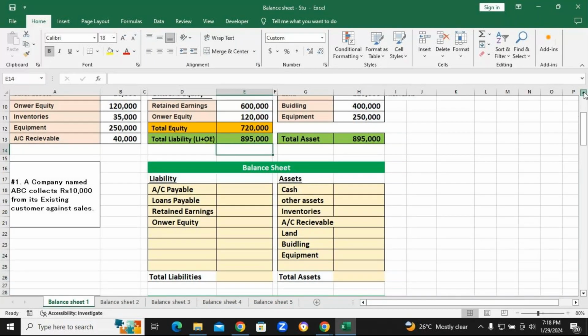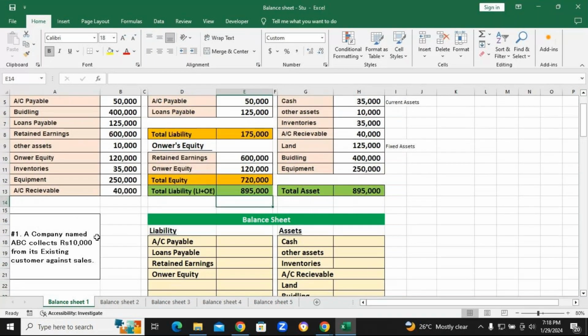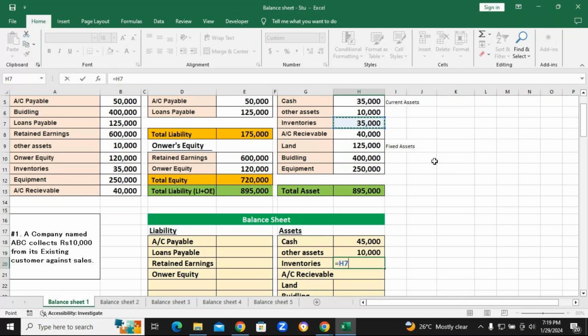Okay. So here they are telling a company named ABC collects rupees 10,000 from its existing customer against sales. So here they are telling that we are collecting the cash amount of 10,000 rupees from the customer. So here I'll put equals 35,000 plus 10,000 rupees that I am receiving. Other assets are going to remain the same, inventories remain the same 35,000, account receivable 40,000.